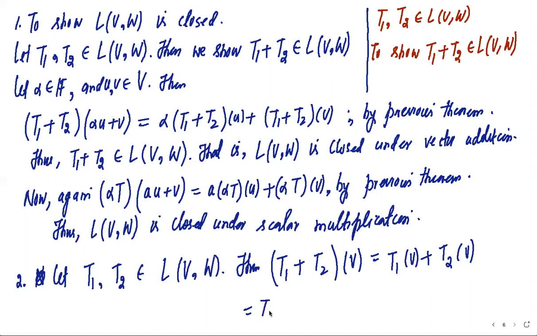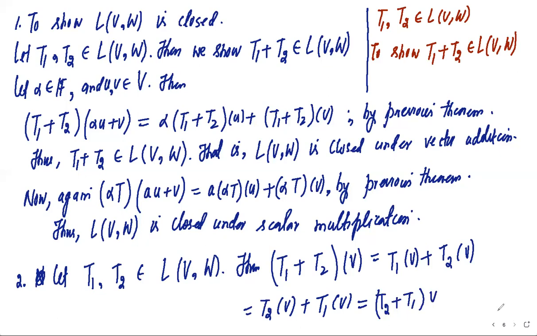So therefore we can write this is T2 of V plus T1 of V, ये हमने use किया because W is a vector space and these two are the elements of W. Now by definition of this T1 plus T2, by definition of the vector addition, this is equal to T2 plus T1 of V. तो इस तरह से हमने प्रूव किया T1 plus T2 of V is equal to T2 plus T1 of V.